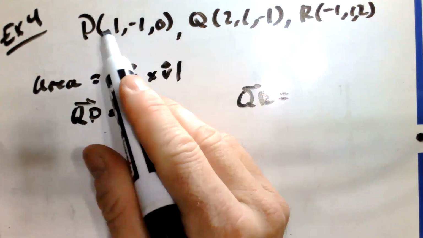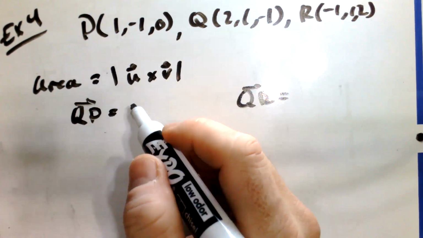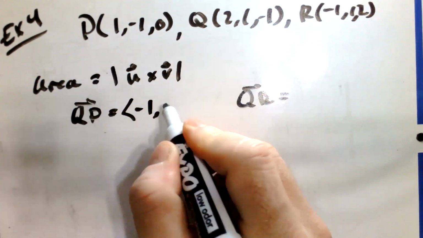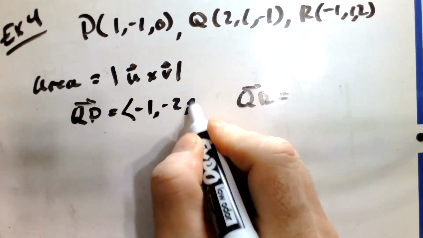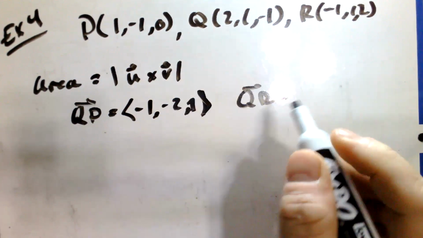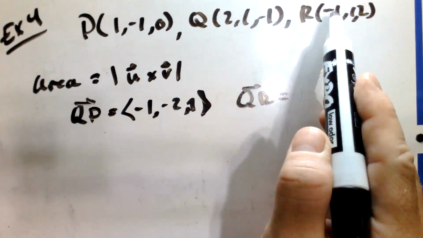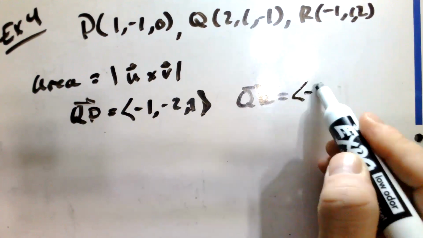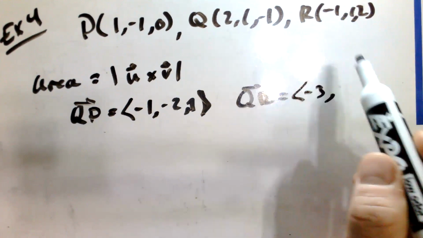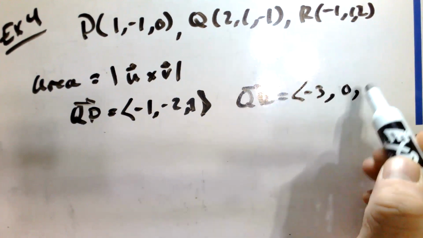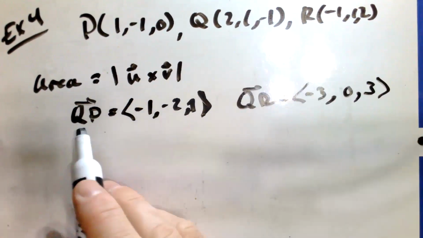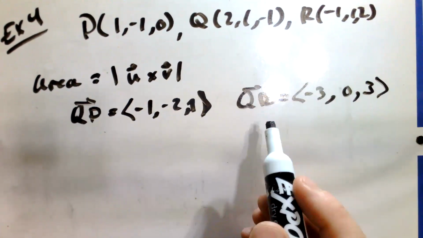So Q minus P, sorry, minus Q. That's going to give me -1, -2, and 1. And then let's see, we have -1 minus 2 gives me a -3. 1 minus 1 gives me 0, and 2 minus a -1 gives me a +3. Okay. All right, so those are my two vectors, QP and QR.